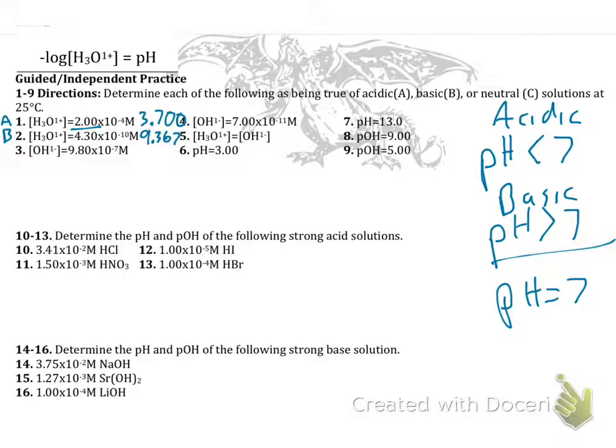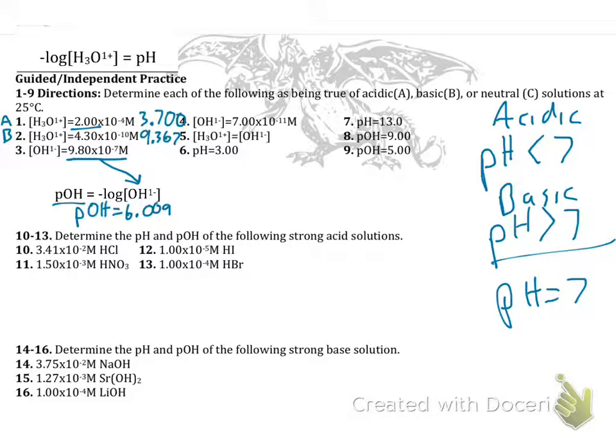Now, for this next one, if we were to take the negative log of it, it does not give us the pH, but rather it gives us the pOH. Because the negative log of the hydroxide ion concentration gives us pOH. So if we were to type that in the calculator, we end up getting 6.009 for the pH. I'm sorry, not the pH, the pOH.